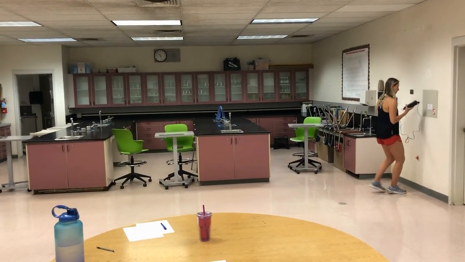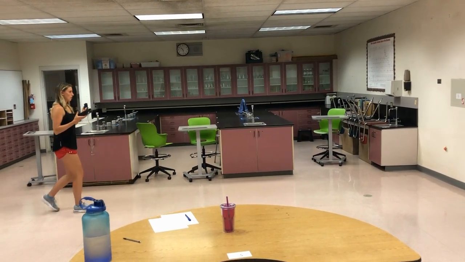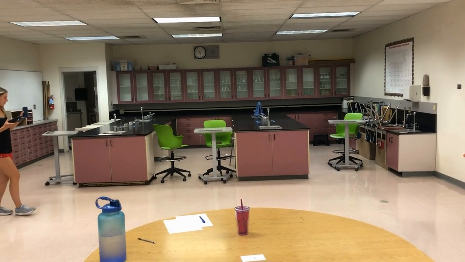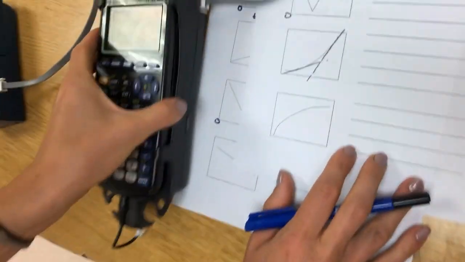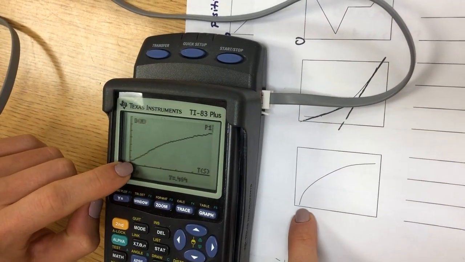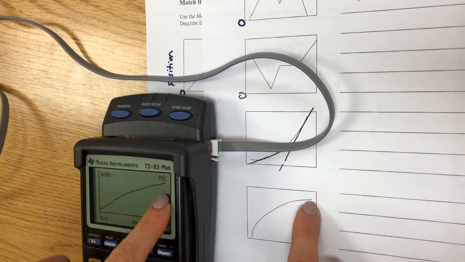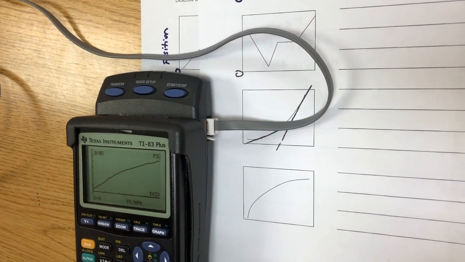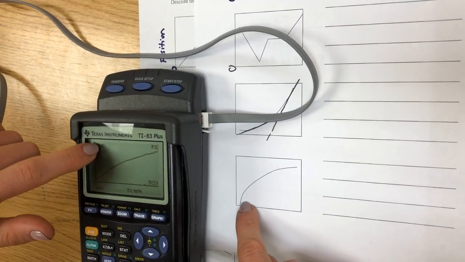And go. Stop. Nice. I probably could have started off a little bit slower. You see how that's not exactly like this, but you can see there's a gradual increase. It's definitely not a straight line. And so where did I start? Close. What direction did I go? I went away from the wall.